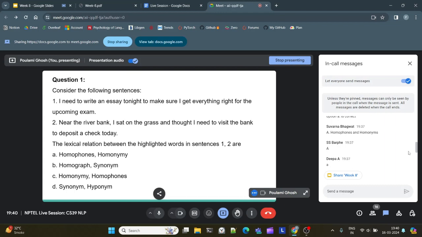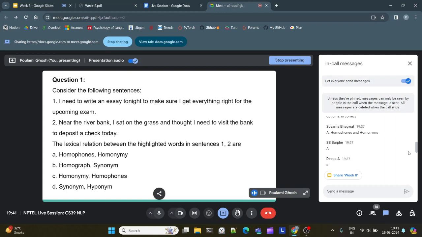Yes. So in the first sentence, the words that we have to consider are "write" and "right". Both of these words have different spelling, that is, orthographic properties, but their pronunciation is the same. Such words are known as homophones. And in the second sentence we have bank and bank. These two words have the same spelling, but the meaning in both cases is different. Such words are known as homonyms.